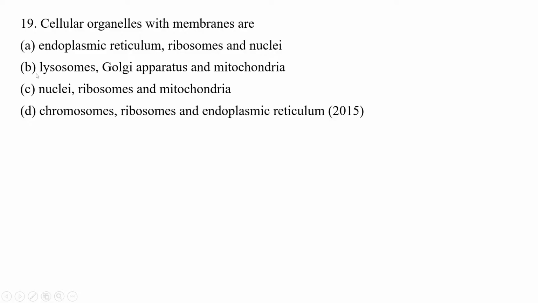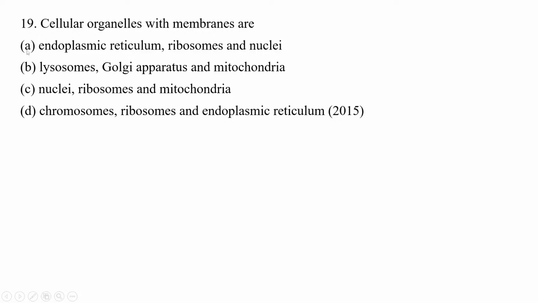And option B: lysosomes have a membrane, Golgi apparatus has a membrane, and mitochondria also have a membrane. So I think this should be the correct answer, but let's see the other options. Nuclei, of course, have a membrane. Ribosomes don't have any kind of membrane, so that is also discarded. Chromosomes don't have any kind of membrane, and ribosomes also don't, and endoplasmic reticulum.